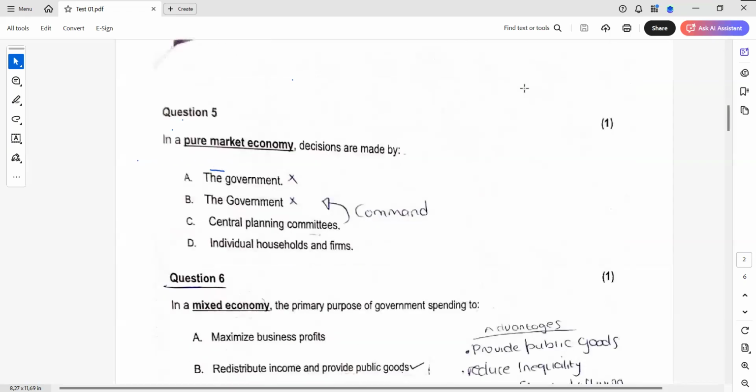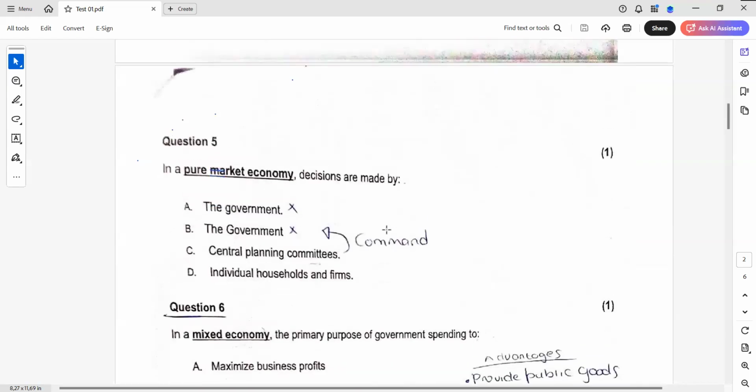Number 5, the pure market economy. So remember that in economics, we have the central economic problem, which is scarcity. So the central economic problem is scarcity. And then we have the economic systems which provide solutions to this economic problem of scarcity by answering the central economic questions of what to produce, how to produce, and for whom. And those economic systems are called pure market economy, mixed economy, and command economy.